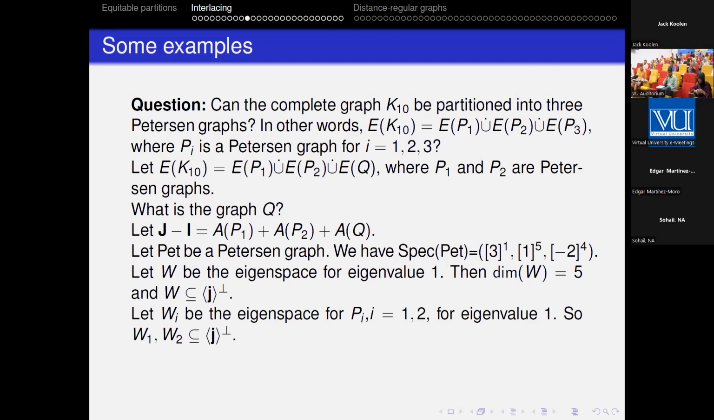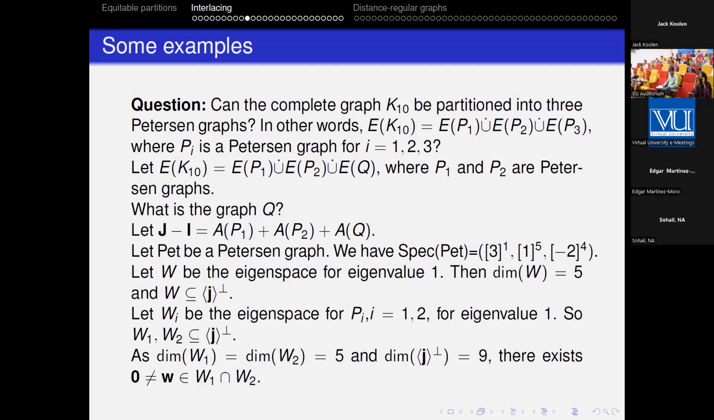So now we do this for eigenvalue 1, with eigenspaces W1 and W2 for P1 and P2. Both are orthogonal to the all-ones vector, and both are 5-dimensional. But the number of vertices is 10, so W1 and W2 are subspaces of a 9-dimensional space. Yes? So there must be a nonzero W that is in W1 and in W2.